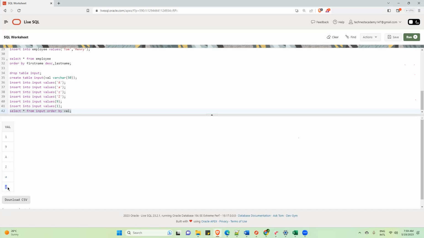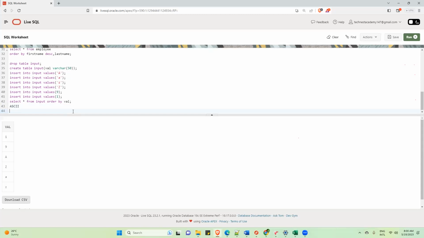So actually what happens when you are telling the SQL engine to sort the data, the SQL engine tries to find the ASCII value. There is a concept of ASCII. It stands for American Standard Code for Information Interchange. So what they have done, they have given a code for each and every character.